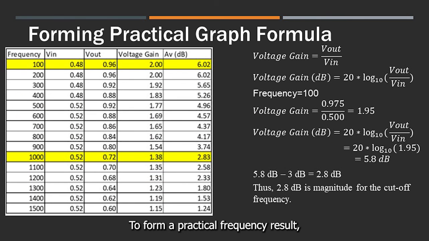To form the practical frequency result, from the last slide, the voltage gain in decibels at 100 Hz frequency is almost nearly 6 dB. To get the value of 6, substitute into the formula of voltage gain, which is Vout over Vin, and the formula of voltage gain in decibels, which is 20 times log Vout over Vin. In this table, the first highlighted are the amplitude voltages.